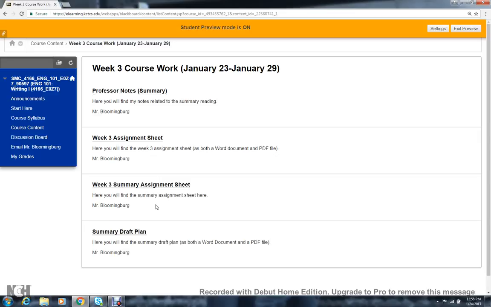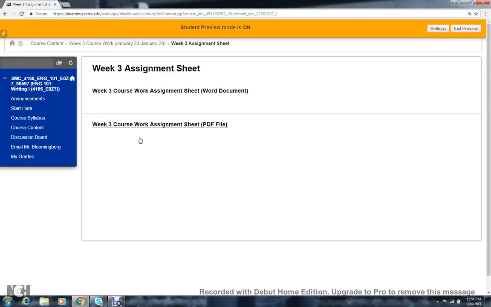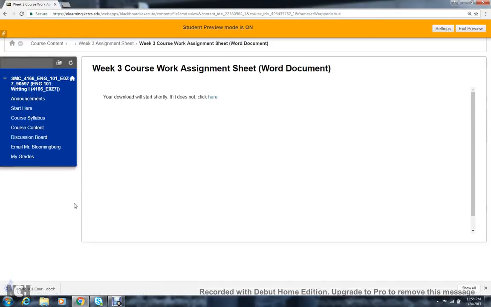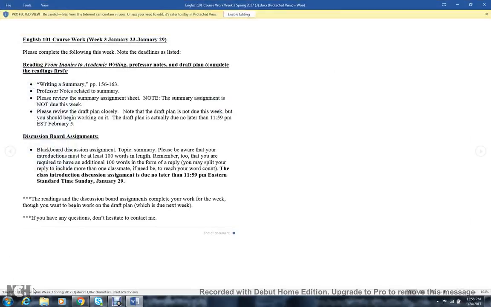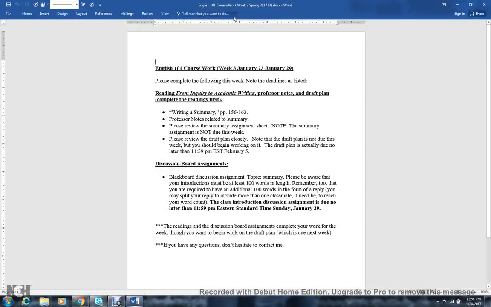Now I've organized everything this week in its own individual folder, so hopefully you found that helpful for organizational purposes. So let's click and look at the assignment sheet first, and we'll pull that up as a Word document. Alrighty.